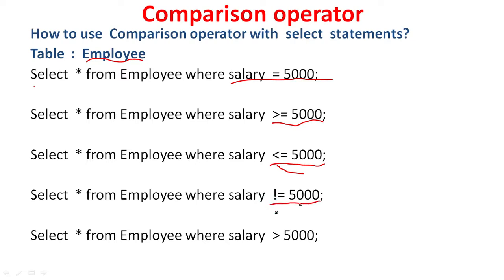Now I want to get the employee list whose salary is greater than 5,000. Then I will write this command: select star from employee where salary greater than 5,000. So basically, a comparison operator is used to compare two values or to do a comparison. So the comparison operator is a very important part of SQL, which provides us the functionality to filter the data in a database table.